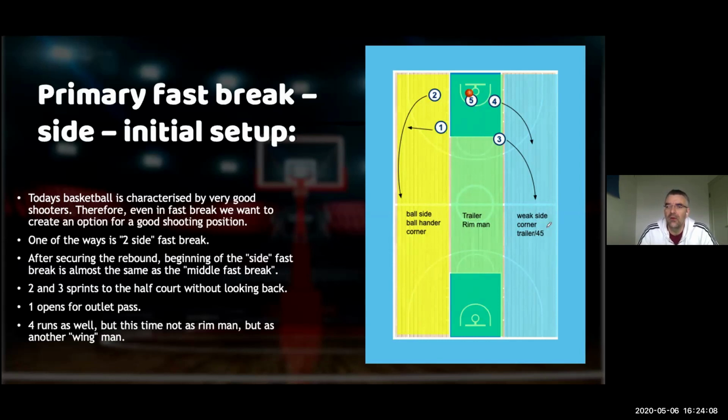And weak side is where the first player will run all the way to the corner and the second player will run to 45. Extended free throw line, or let's say extended free throw line, 45. When I say 45, I mean the 45 degrees towards the basket.